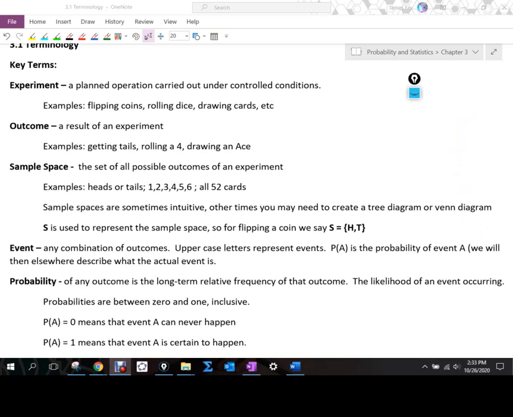All right, so key terms here. Experiment is a planned operation carried out under controlled conditions, okay? Now, when we start talking about probability, you're going to start thinking, what does this have to do with all the studies we talked about in chapters 1 and 2, about research conducted with controlled variables, response variables, explanatory variables and all that? What I want you to understand is that we're going to gain an understanding of probability based on things that we already understand.